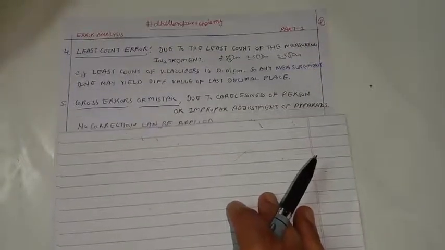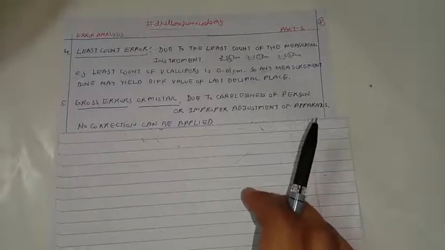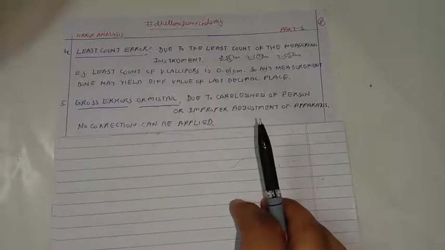Gross errors or mistakes occur due to carelessness of the person or improper adjustment of the apparatus. No correction can be applied for such kinds of gross errors. So these were a few of the errors which occur in our observations, and once the cause is known, we can remove them. Thank you.